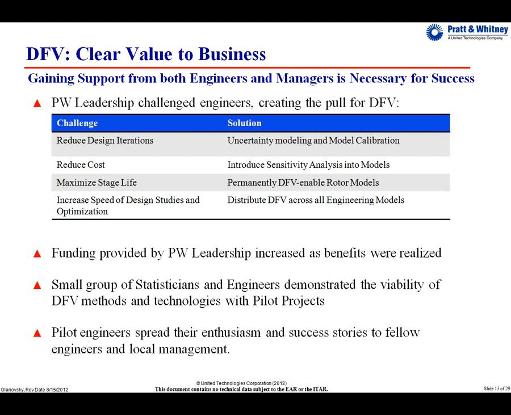The best way to answer that was to just find those few engineers in each area who really thought this was a good idea and we should give it a try, to have them lead the pilot projects for us and to let their enthusiasm and their success stories spread across the local engineers and management. That did a far better job of convincing them than anything we as the staff group could have said.